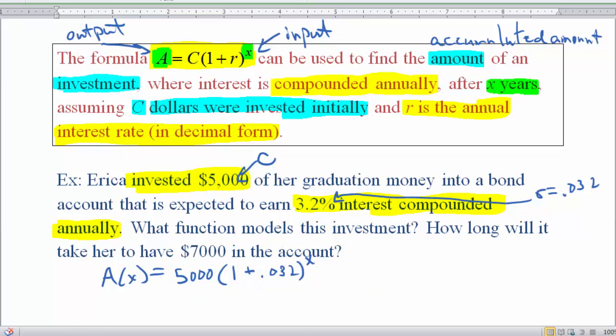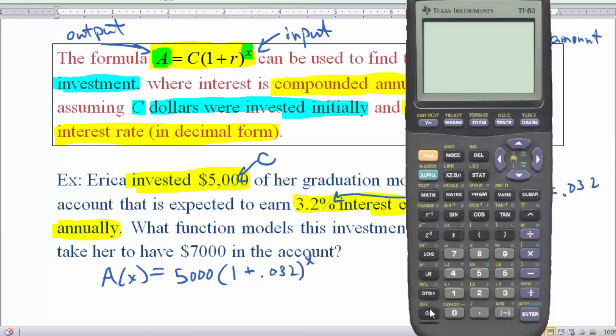And then what I could do is go into my calculator and enter this into Y1 and just say, all right, it's 5,000 times 1 plus 0.032, close parenthesis, caret x. So what I could do is look at my table and say, all right, so that means when I start out I have $5,000.